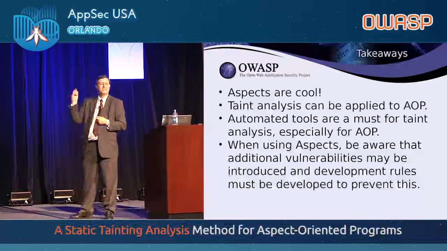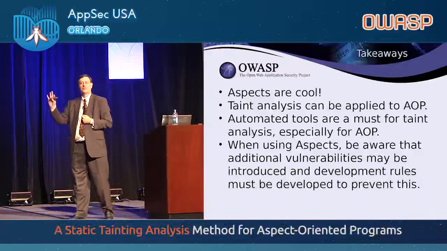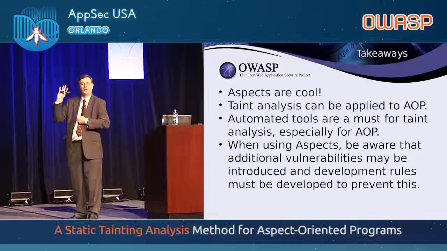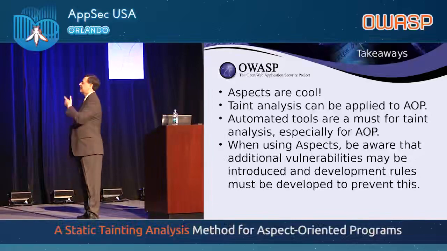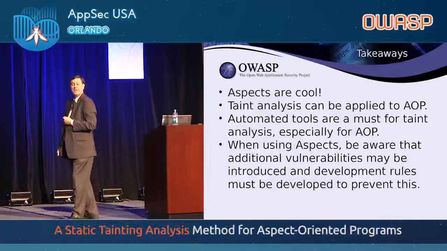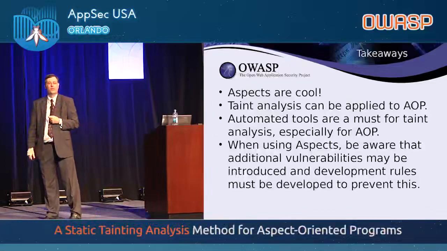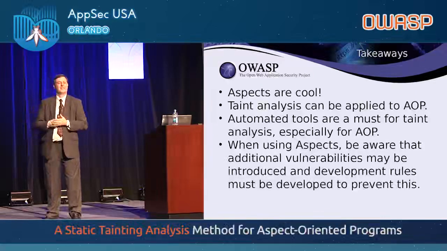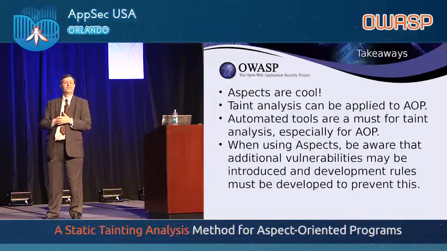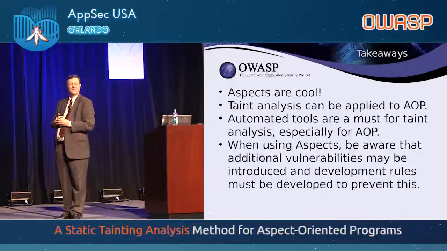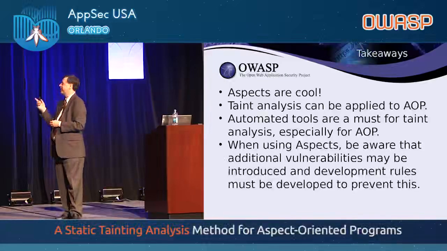Takeaways. Aspects are cool. Anybody watch Doctor Who? Everything's cool. Aspects are cool. Taint analysis can be applied to AOP. It works very, very well. And it's also pretty much necessary that you do it automated. I don't see any way that you could really do it manually. It's really tough to do that.